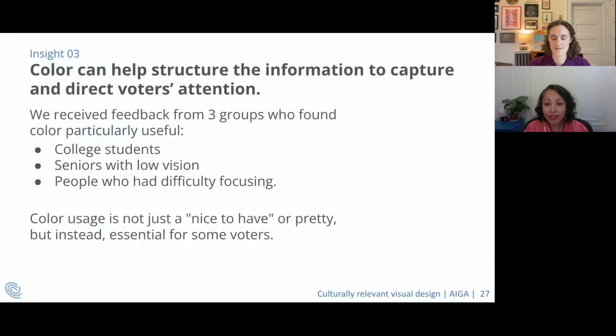So we learned that color can help structure information to capture and direct voters' attention. So, like I said, intentional use of color combined with good information design helped all three groups focus on the information they needed quickly. Our learnings really prove that color is less of a nice to have and more of an essential for some voters.